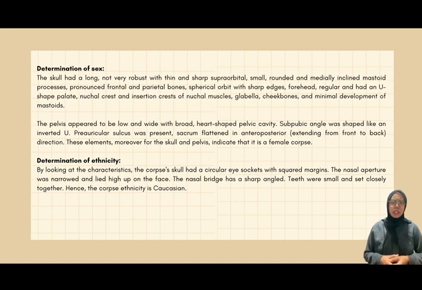Lastly, the determination of ethnicity for the corpse. By looking at the characteristics of the skeleton and the skull, the skull had a circular eye socket with square margins. The nasal aperture was narrowed and lay high up on the face. The nasal bridge had a sharp angle, and the teeth were small and set closely to each other. Hence, by looking at these characteristics, the corpse's ethnicity is said to be Caucasian.